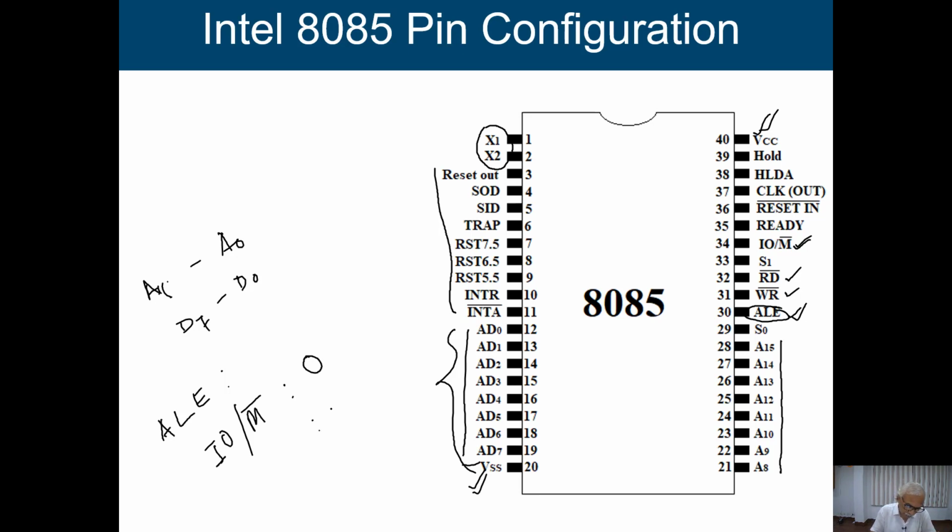And when this particular line is 1, it says that we are going to work with an input output device. So whatever address we are going to provide over here will be treated as an address of an input output device if IO/M is 1, or if it is 0, then it will be treated as a memory location. Along with that, we have two signals, S0 and S1.